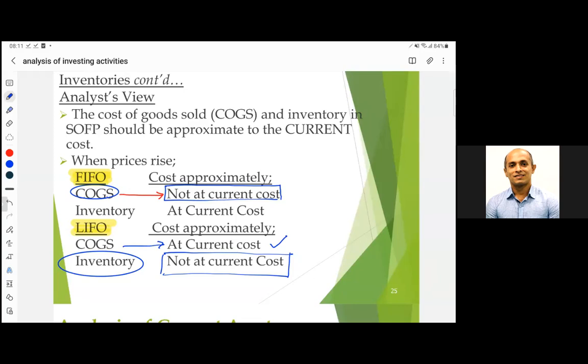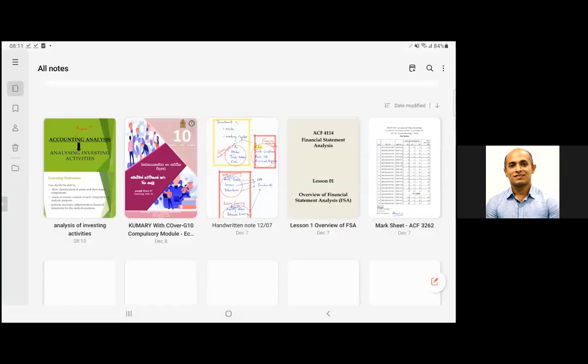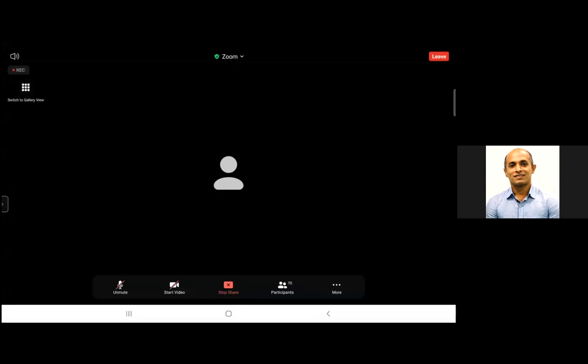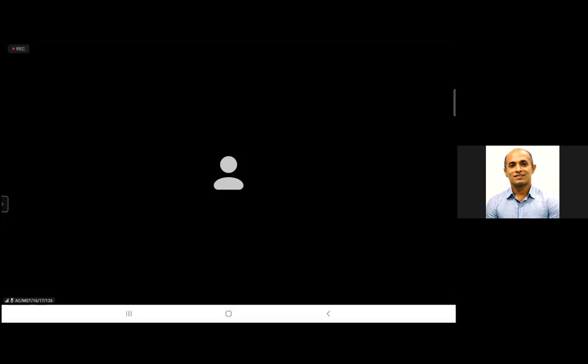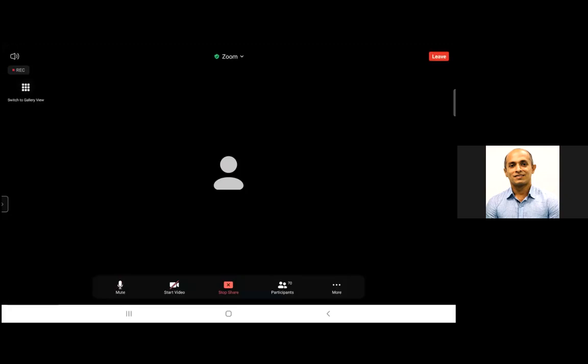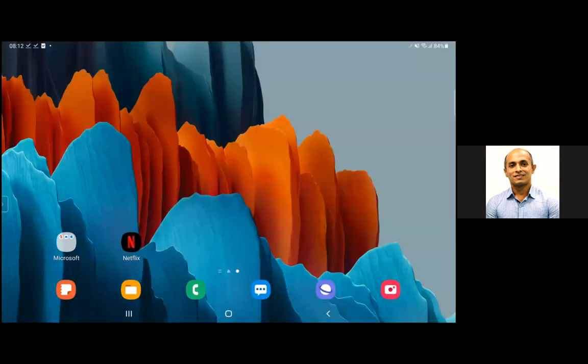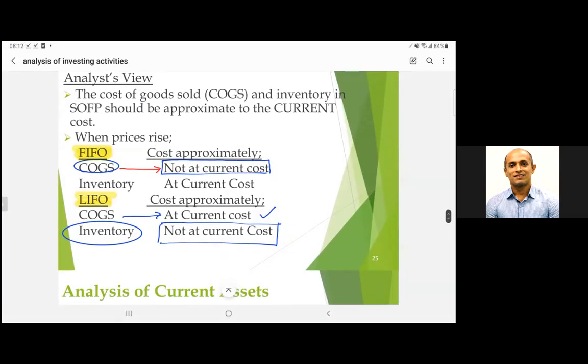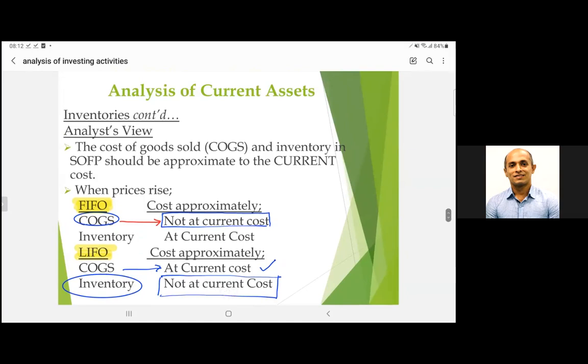Now with inventory costing, you find you have an issue with, one minute please. Right. So we'll study these two points.